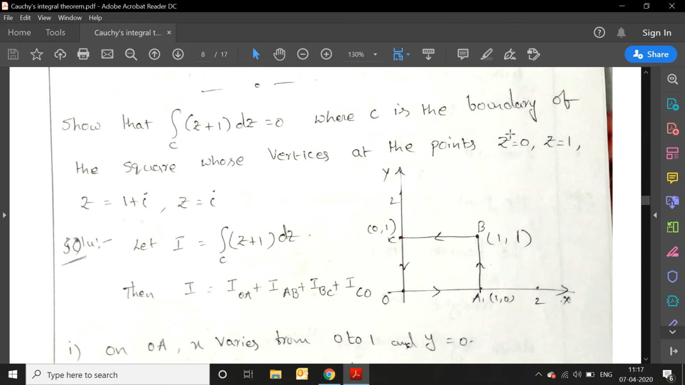z is equal to 0 means we are comparing with x plus iy is equal to 0. x coordinate 0, y coordinate 0 means it is the point 0 comma 0. Next one, z is equal to 1 means x plus iy is equal to 1. x coordinate 1, y coordinate 0, so 1 comma 0. So the first curve is O to A, that is 0 comma 0 to 1 comma 0. Next one is z is equal to 1 plus i. Comparing with x plus iy, x coordinate 1, y coordinate is also 1. The point is 1 comma 1, that is called B. So now we can draw a line from A to B.